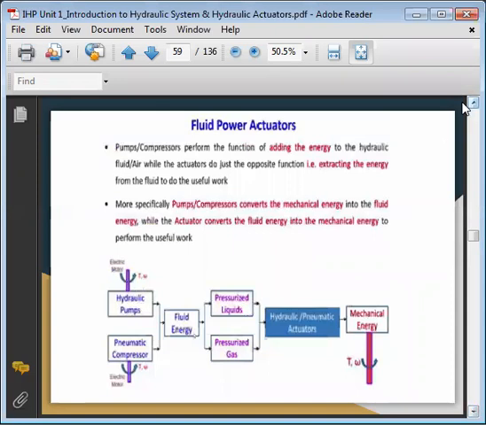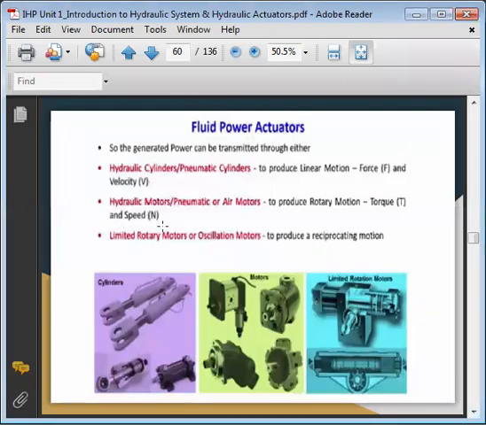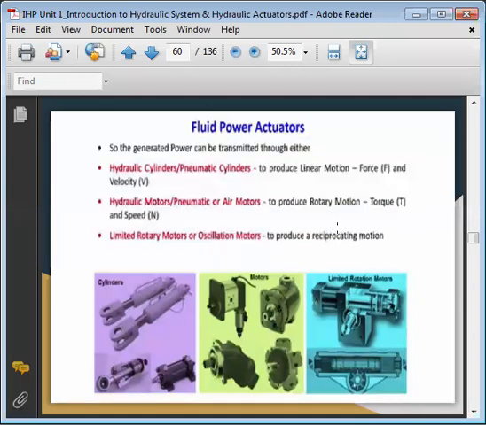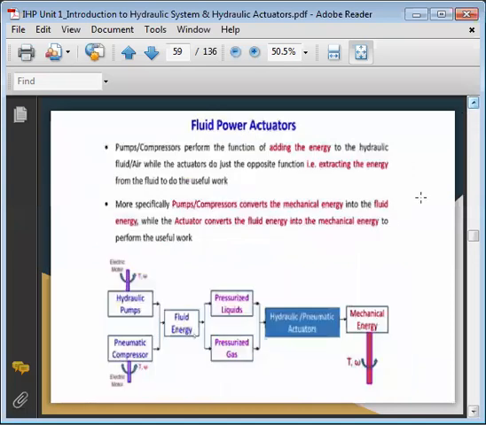Now I request you all, please draw this schematic diagram, and then you need to write this classification also. Whatever I have mentioned, that the pump or compressor converts the mechanical energy into fluid energy and the actuator converts the fluid energy into the mechanical energy, please write down that statement also, then draw that schematic diagram.